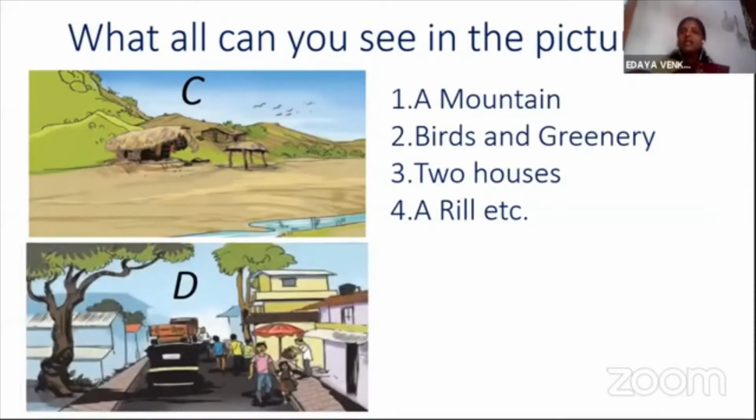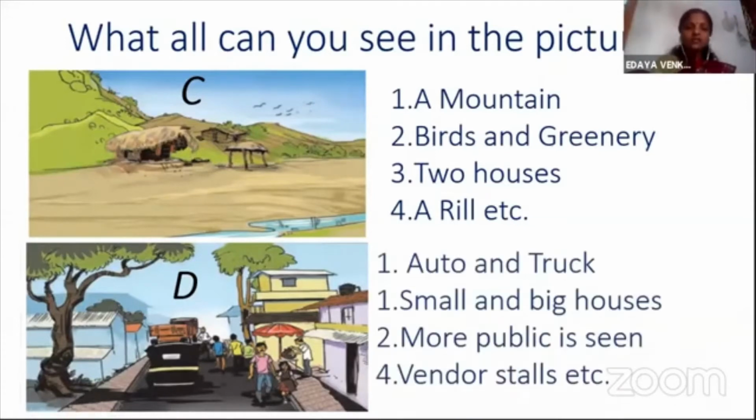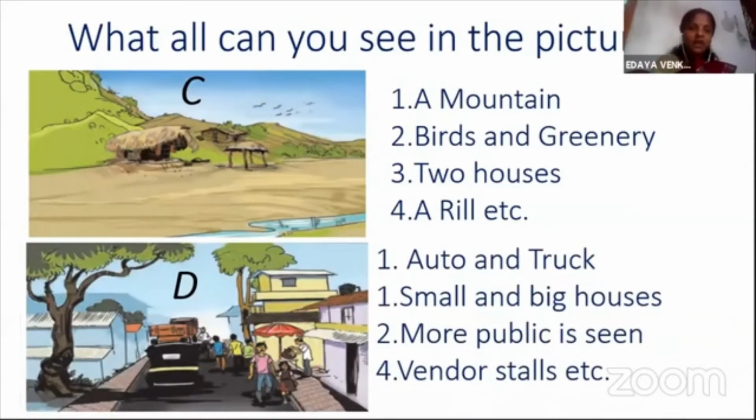What can we all see in picture D? Truck, auto rickshaws, people. There is one stall. There is a water source also. Trees, houses. Many people are there. In picture C, there are no people seen. But in picture D, more people are seen. So we can list things as auto and truck, small and big houses, more public, and vendor stalls. Very good.